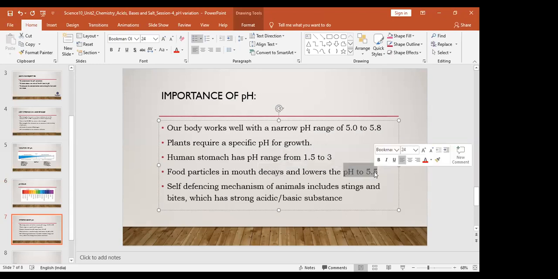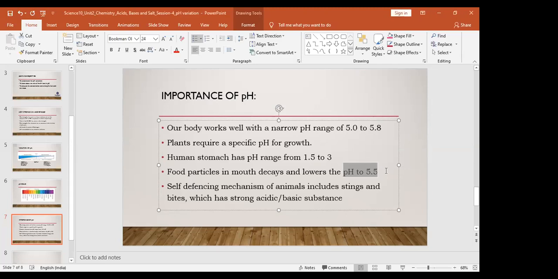Now, the teeth in our mouth are made up of one of the strongest elements, which is a carbonate of calcium, and it is the coating, that is tooth enamel. The coating or the carbonate of calcium is so strong that it doesn't dissolve with water, or it doesn't break down easily. But what happens when the decaying food particles are lowering the pH to 5.5? Automatically, the acids are formed inside our mouth.